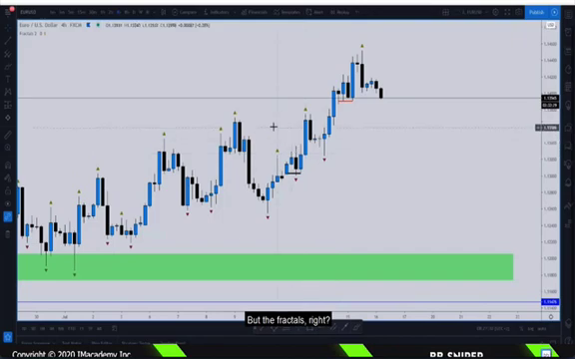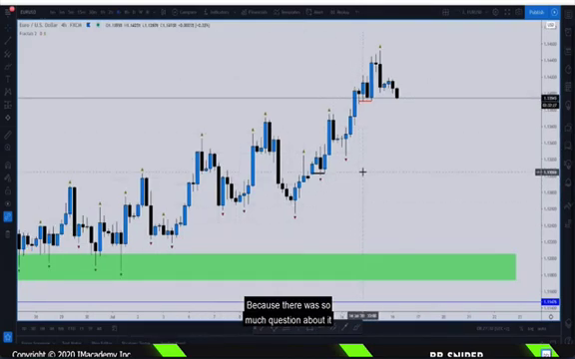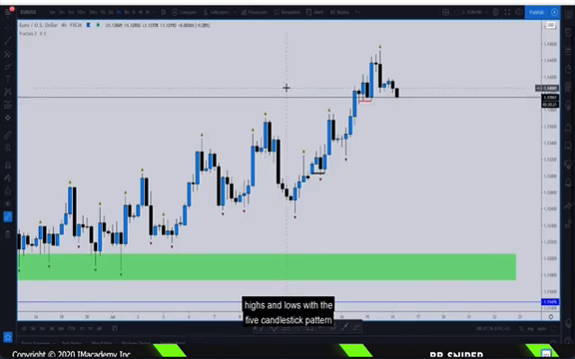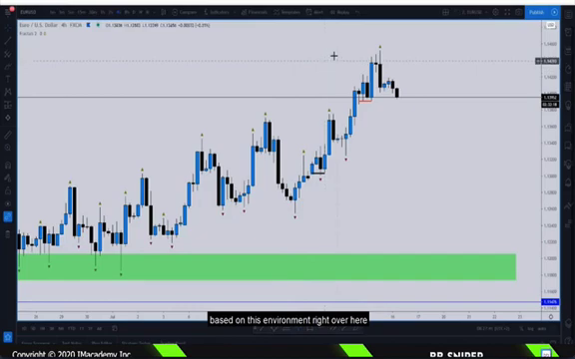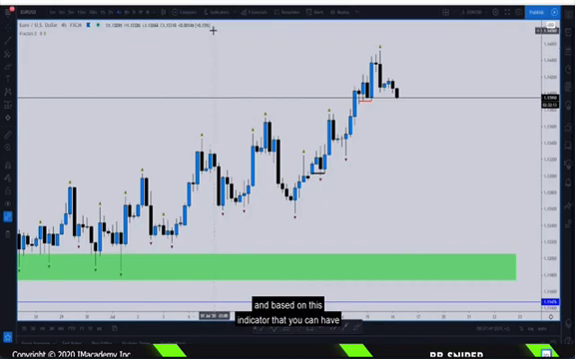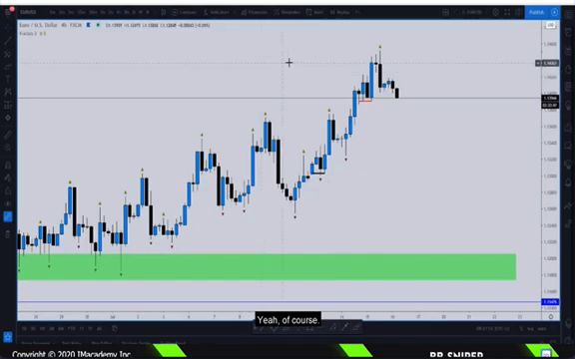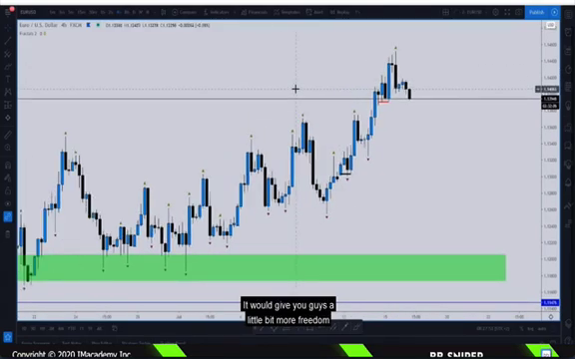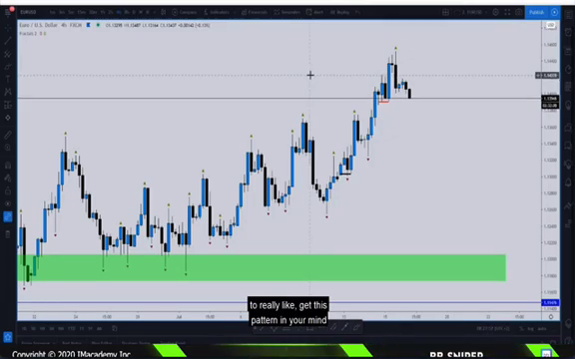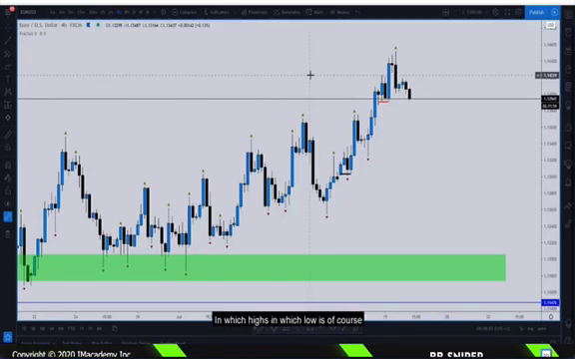But the fractals, right, because there was so much question about it, it's simply the turning point. The turning point, highs and lows with a 5 candlestick pattern, based on this environment right over here and based on this indicator that you can have over here on TradingView, right? Now, of course, it would give you guys a little bit more freedom to get this pattern in your mind when we are talking about creating highs and lows, and which highs and which lows are, of course, the fractals, right?